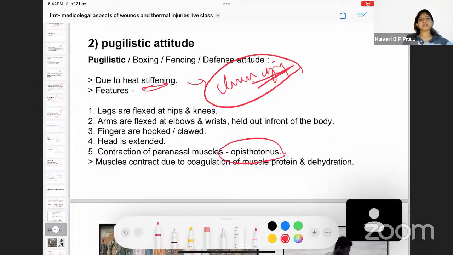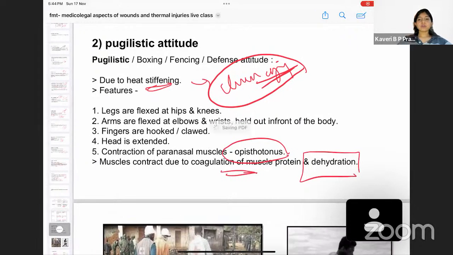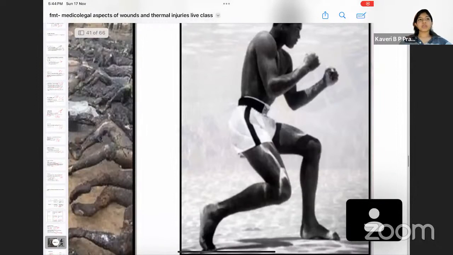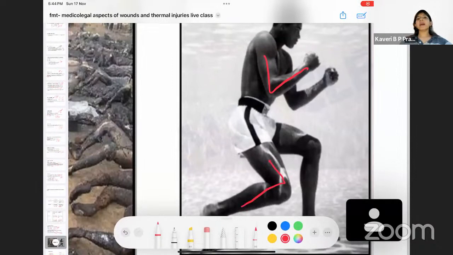Apart from which, the muscles contract due to coagulation of the muscular protein and dehydration. So basically this contracted look, as you can see in the image, where there is flexion at the elbow joint, flexion at the knee joint, and contracted muscles. This is called pugilistic attitude. Got it? Okay.